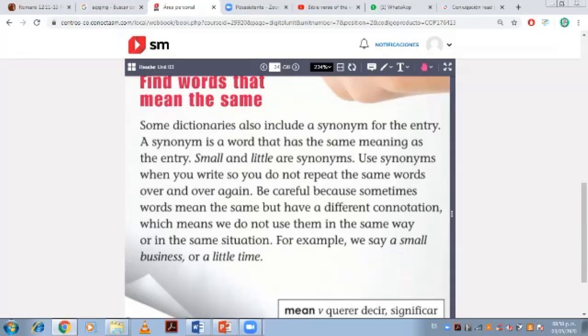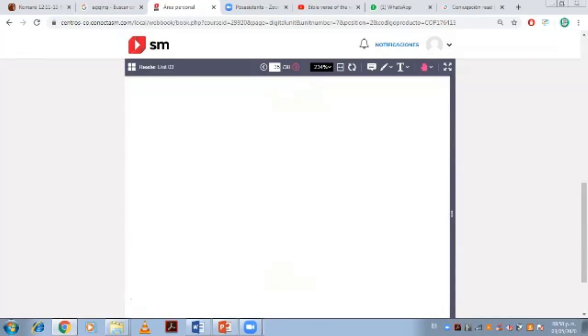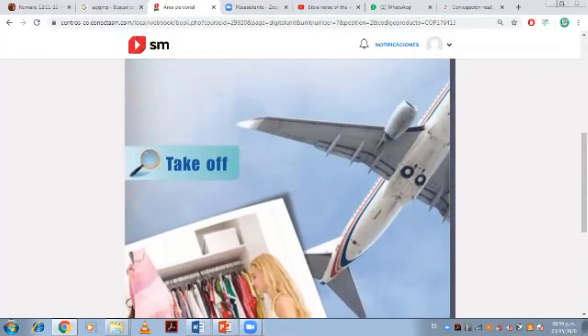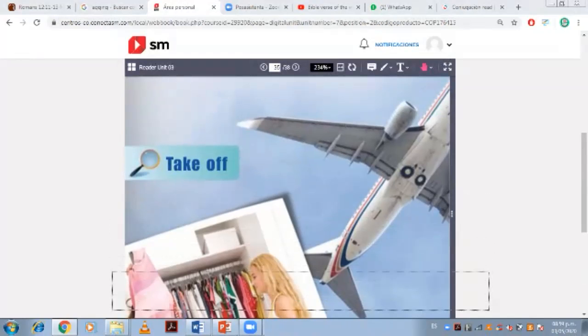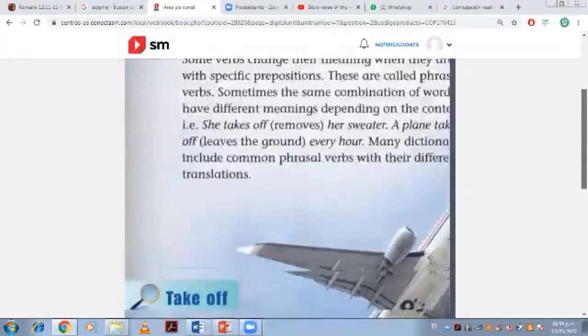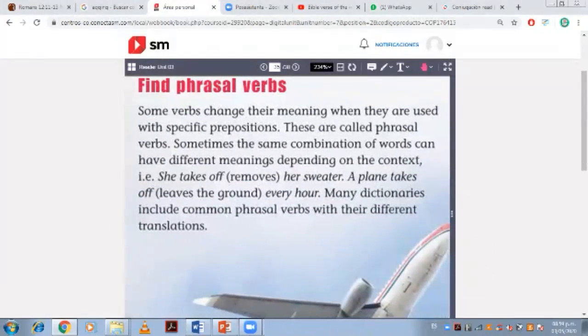For example, we say a small business or a little time. Por ejemplo, nosotros decimos un pequeño negocio o a little time. Significan lo mismo. Okay, let's continue with the page 35. Find phrasal verbs is in the page 35. Some verbs change their meaning when they are used with a specific preposition. These are called phrasal verbs. Sometimes the same combination of words can have different meaning depending on the context.